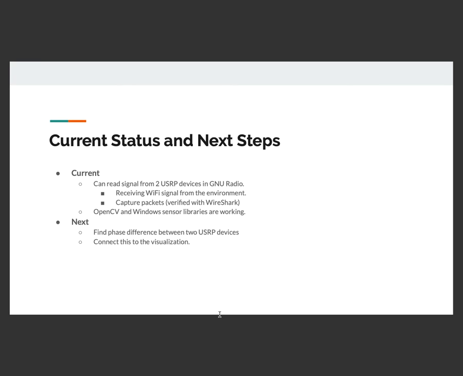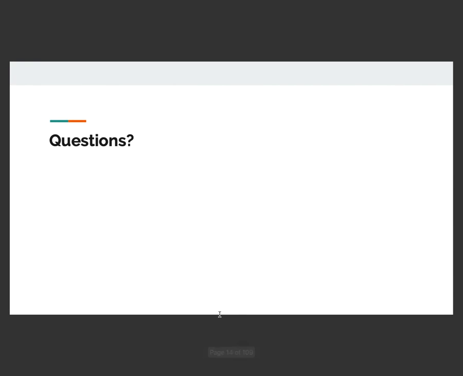We also got OpenCV and the Windows sensors working, so we've set up some demo applications. Once we get the phase difference from the two USRP devices, we can connect it to the Windows demo we have working, and this should all come together. So that's all we have.